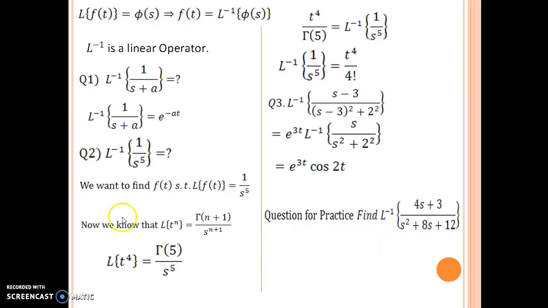Okay, I now give one formula, in case you have found any difficulty in this example too. See here, this formula: L inverse of 1 upon s to the power n plus 1 is equal to t to the power n over gamma n plus 1. This formula is just giving you a guideline, but it is obtained from the same formula. Try to observe the formula and you can derive the Laplace inverse formula from the original formula itself.